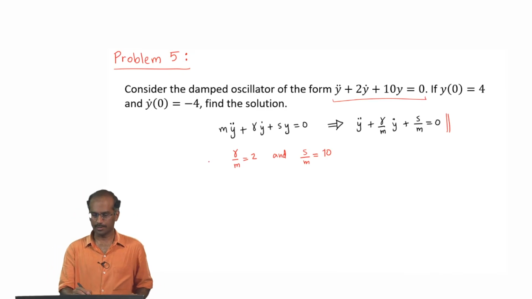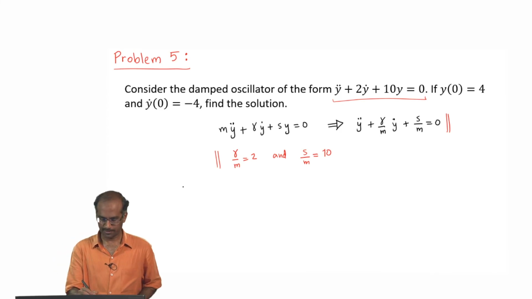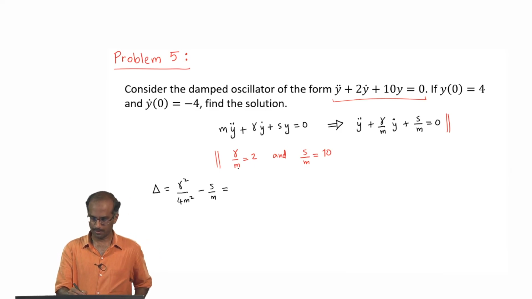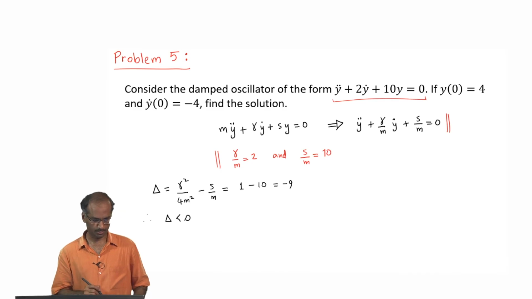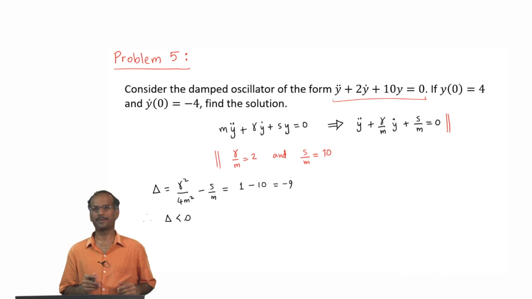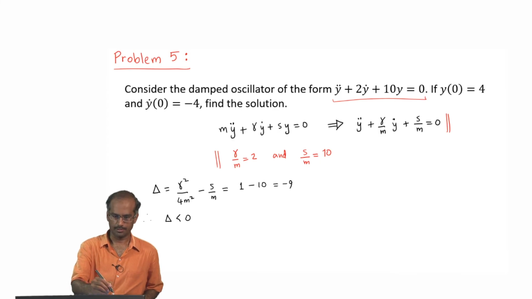and that will be determined by this set of parameters. The quantity of interest there, let me call it delta, will be gamma square by 4 m square minus s by m. So, if I substitute the numbers here, gamma by m is 2, so this would be 4 by 4, 1, minus s by m is 10. So, that is minus 9. Therefore, the quantity delta is less than 0. Hence, we should expect to see oscillatory solutions.